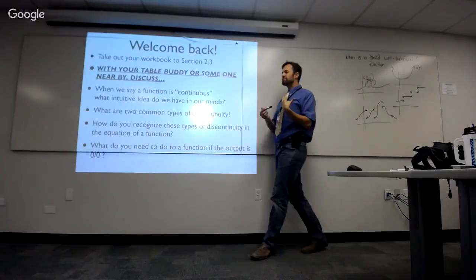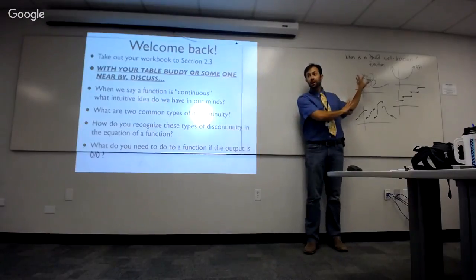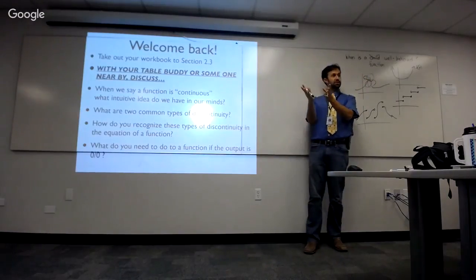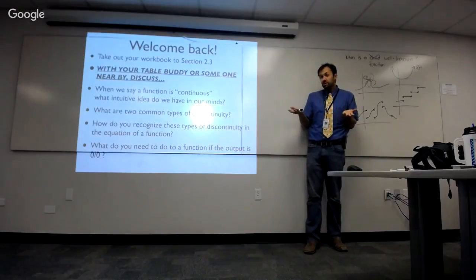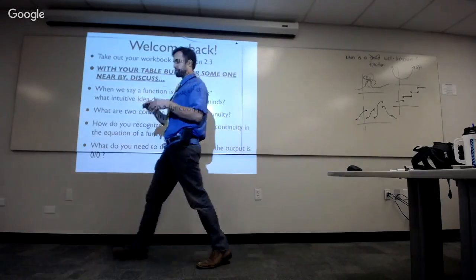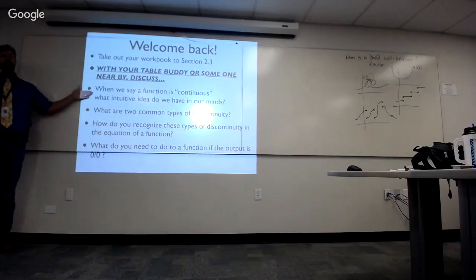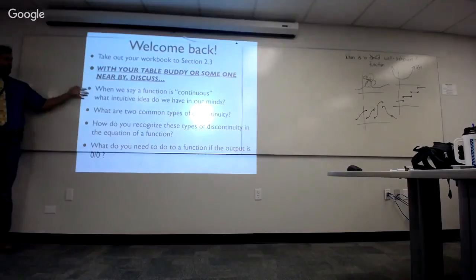But now how would you do it if you were just looking at the equation? What if you weren't allowed to look at a graph and all I did was give you a function f of x? How would you know if that was well-behaved or not? So that's part of what we're talking about. That's the big picture of what we're talking about from last class and this class. Okay, so the first question, when we say a function is continuous, what intuitive idea do we have in our minds?